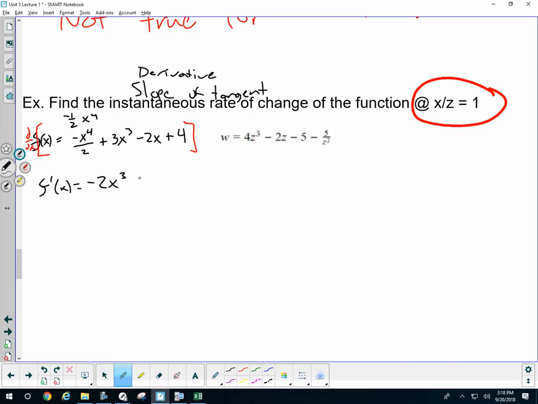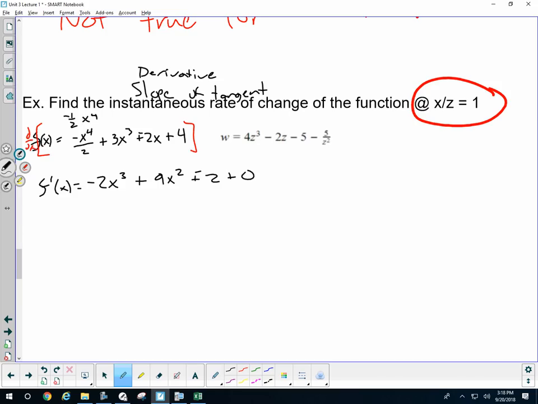Then 3x cubed, 3 times 3, 9x squared. Then 3 minus 1 squared. Derivative of negative 2x, just negative 2. The derivative of 4 is 0. Do you have to put the plus 0? No, but I'm going to continue to put the plus zeros while we're introducing things so that you know that the derivative of a constant is 0.